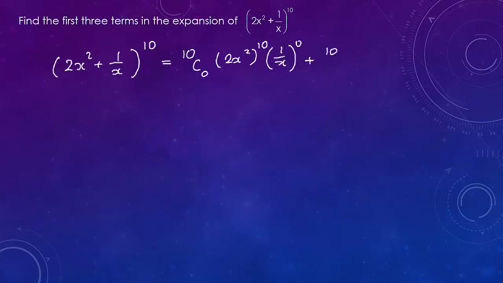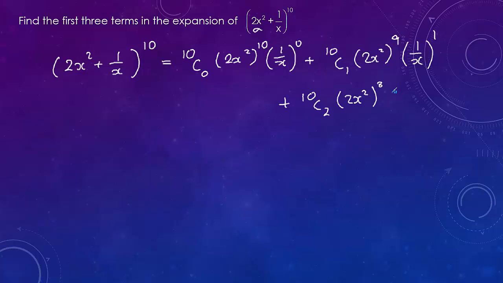Then we have 10c1 as my next coefficient, and we know what happens with the 2x squared. Remember, the 2x squared is in the a position here. That power is going to reduce down to 9. And as far as the 1 over x is concerned, the power is going to increase. And then the next one will be 10c2, and the 2x squared would now be to the 8, and the 1 over x would now be squared.